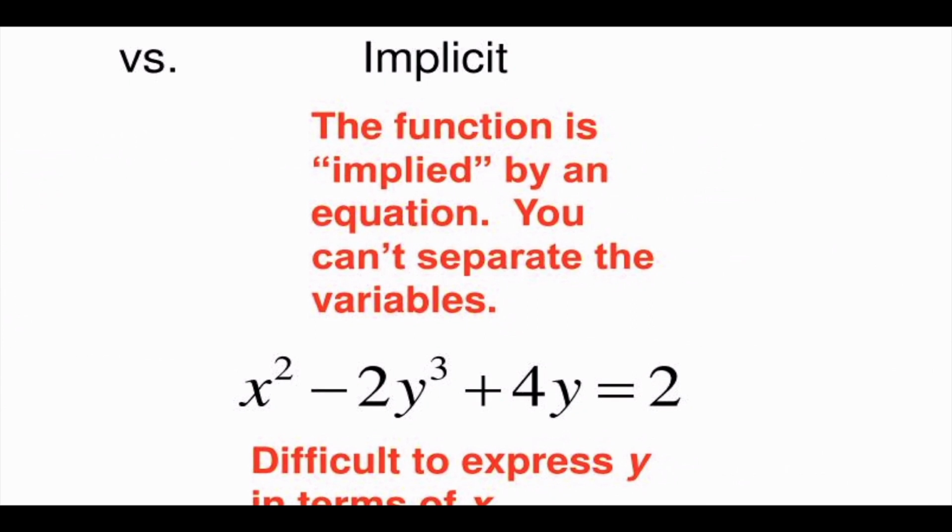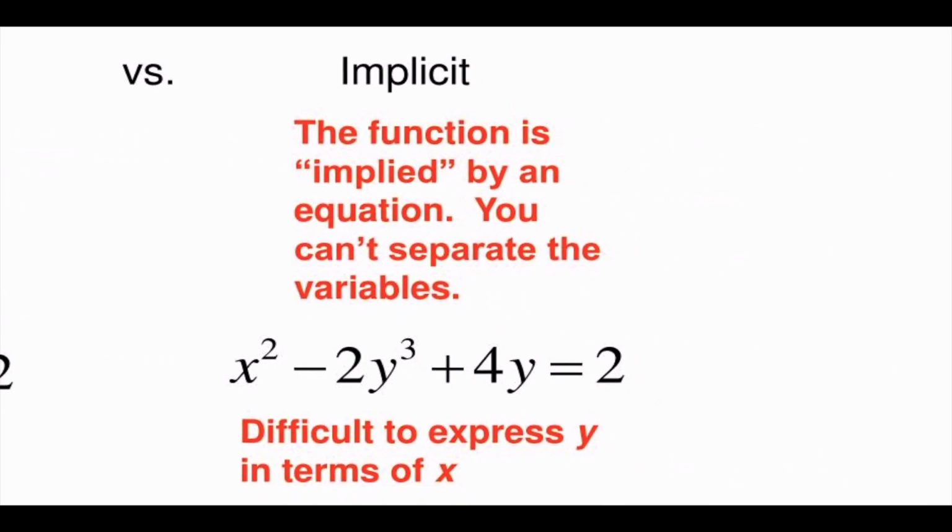Implicit. These are the equations where it's very hard to solve for y. There's a y cubed and a y. It's hard to get y by itself if there are multiple y's, right? And we can't combine like terms, because these aren't like terms, so we can't combine them, and we can't really isolate them. We can isolate x, and that's usually what we end up doing.